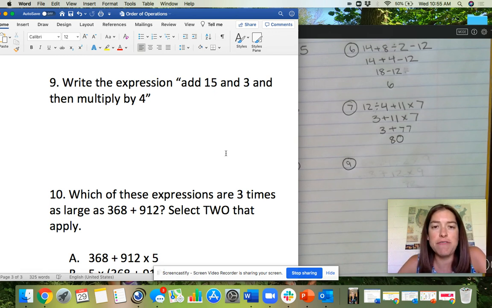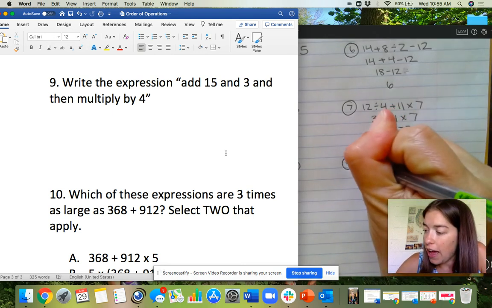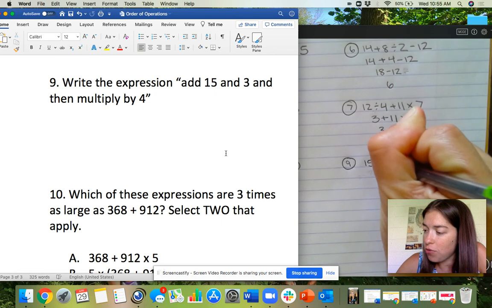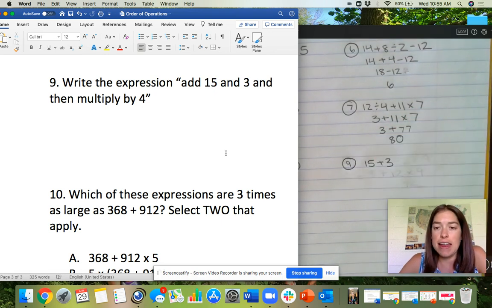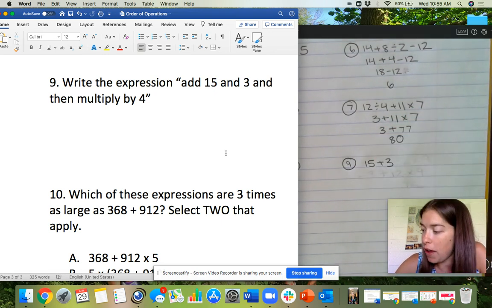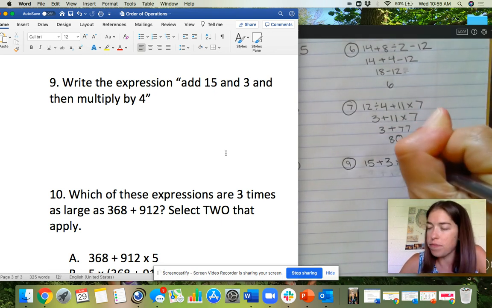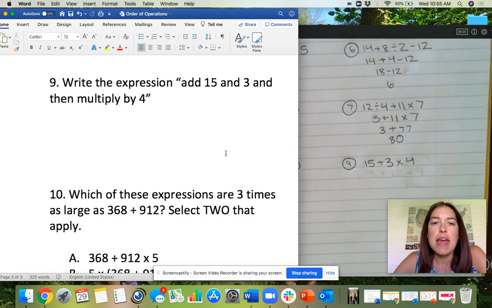All right, add 15 and 3, and then multiply by 4. I want to add 15 and 3, and then I want to multiply by 4. And now we just need to ask ourselves, do we need to add any parentheses? Thumbs up or thumbs down? Do we need any parentheses?